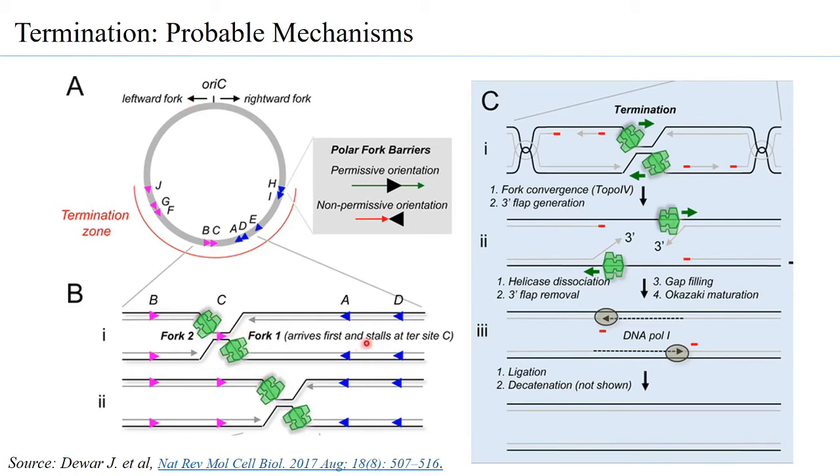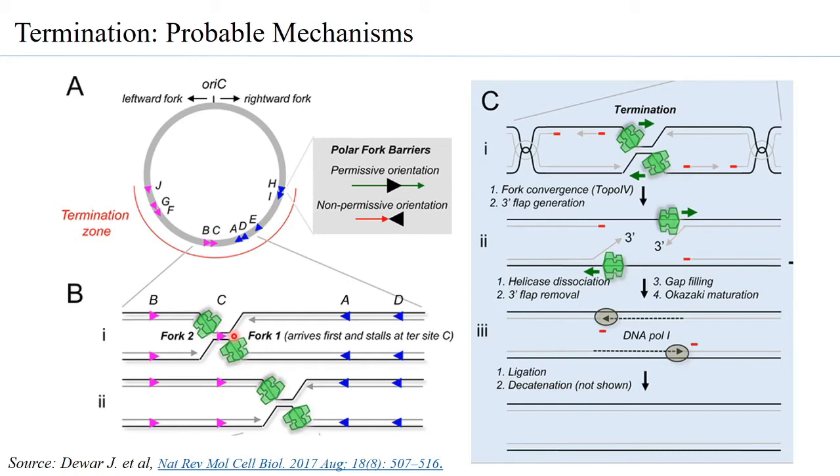So what is being suggested is that if fork 1 arrives at its ter region first, then this helicase, which is carrying out the unwinding, will stop at this point. Why? Because the fork is going to be trapped by this ter C. In the meantime, the other fork is going to arrive, and because you already have this helicase over here still, you would have a point where this helicase will converge with this helicase, or this replication fork will converge with this replication fork.